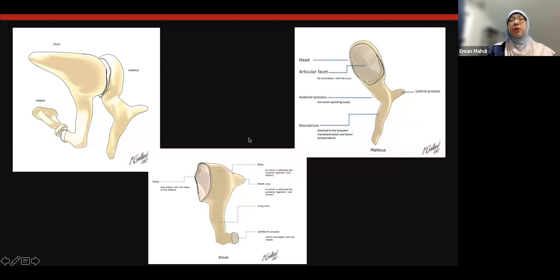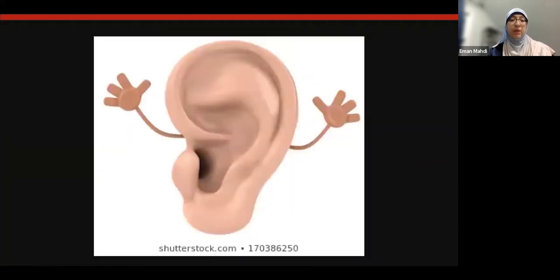Okay, and just to talk briefly about the articulation of the ossicles. So we have the malleus that's sitting on the tympanic membrane, and then the incus here. From the malleus, there is the manubrium of the malleus, and then the head of the malleus articulates with the incus. The incus has the short process, and then the long process with the lenticular process, and then the stapes is sitting on the oval window. So that basically concludes the anatomy.